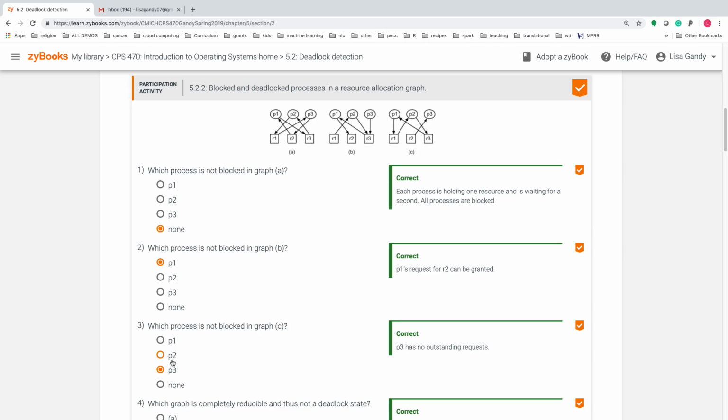Oh wait, I need to make sure P1 wasn't blocked. Is P1 blocked? Let's start over. Sorry, I didn't do that. That's our first question. Okay. Which one of these is not blocked? R1, but it's P2. It's asking for R3 that's allocated. P3 is asking for R2. P3 is not blocked. So let's get rid of P3.